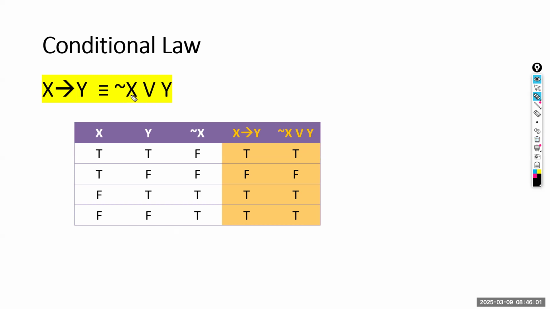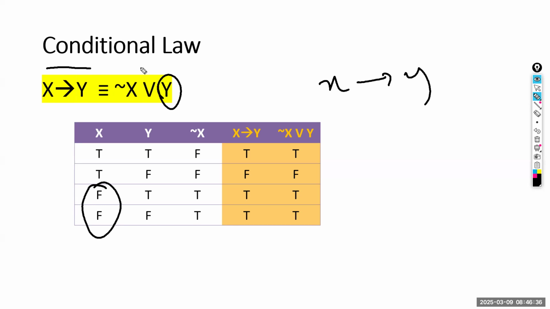So that means either Y has happened or X has not happened. That makes sense, right? When someone says X implies Y, either Y must have happened or X must not have happened. So that is what we say. X is false, or Y must be true. So this is equivalent to this. Now, does it make sense to you?